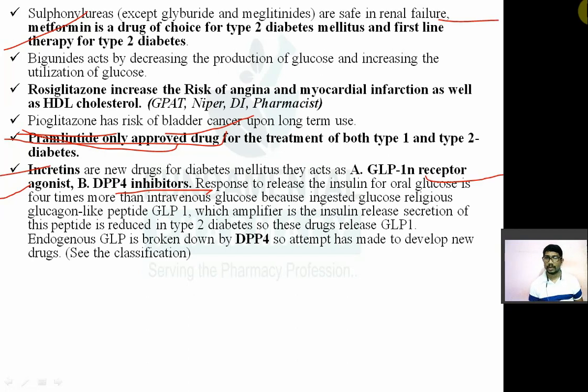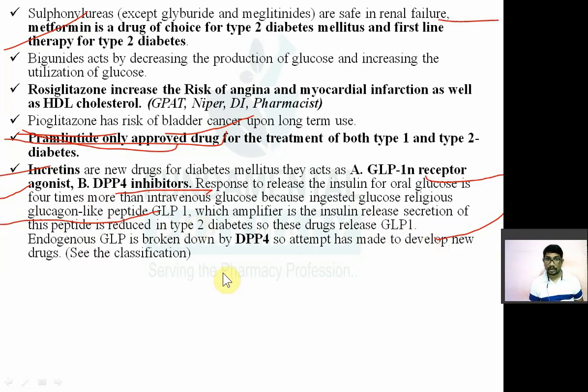In response to oral glucose, there is a release of one peptide known as glucagon-like peptide, which enhances the release of insulin. ये glucagon-like peptide जैसे आप orally कुछ glucose अगर लेते हो तो generate होगा. If you take glucose or anything sugary orally, that releases the glucagon-like peptide which releases the insulin.